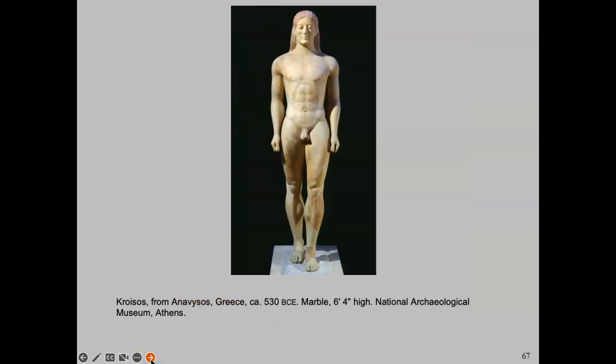And for that, we might look to the Kroisos from about 530 BCE, which can be seen really as an intermediary figure. He still has that symmetry of the archaic period. We even see a bit of that archaic smile and the stylized hair that we often see during the archaic period. But certainly there is more musculature here.